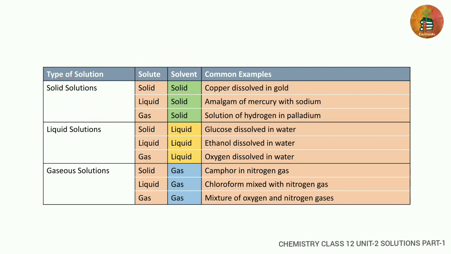There are three main types of solid solutions. You are going to keep the solvent always as solid and only change the solute. Three types of solutes can be used. Based on that, you have to give the example.